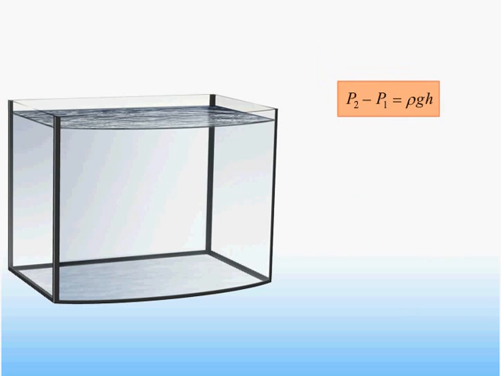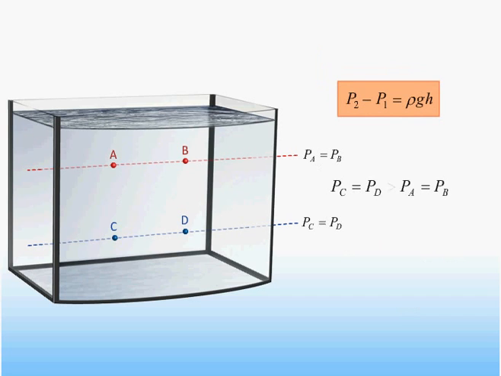This result has 2 important features. First, it demonstrates that any 2 points at the same depth have to have the same pressure. Second, it defines the quantitative dependence of the pressure in the liquid on the depth. We will use both of these features on the next slide when we work through the example of measuring atmospheric pressure.